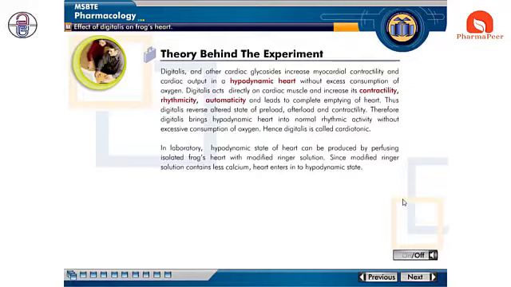In the laboratory, the hypodynamic state of the heart can be produced by perfusing an isolated frog's heart with modified Ringer solution. Since modified Ringer solution contains less calcium, the heart enters into a hypodynamic state.